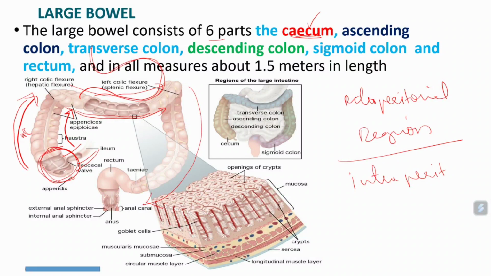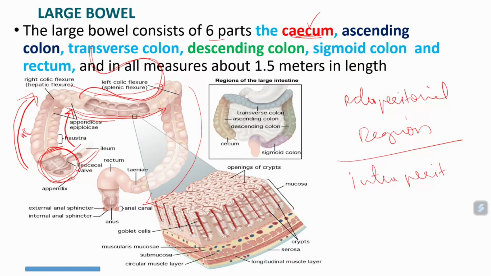So now what I want to tell is, the ascending and descending colon both are retroperitoneal organs. They are present in the retroperitoneal region. And the transverse colon is present frontwards, in the intraperitoneal region. Anyways, that is not important for us.